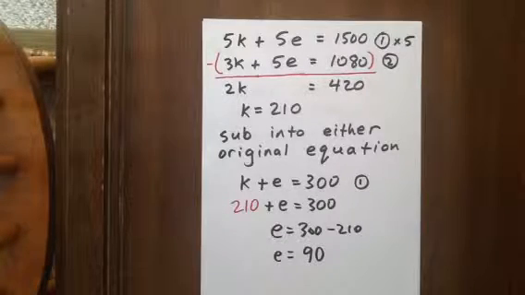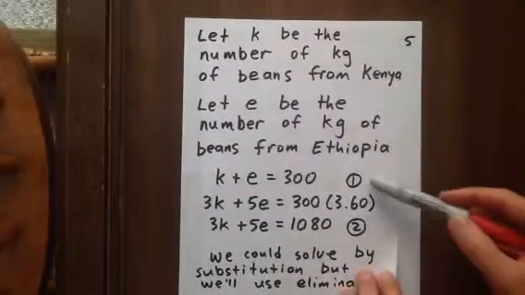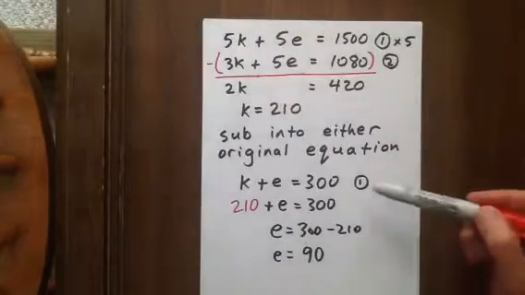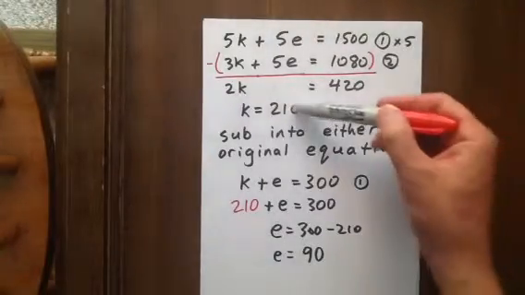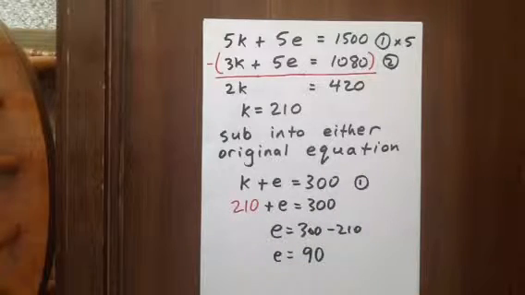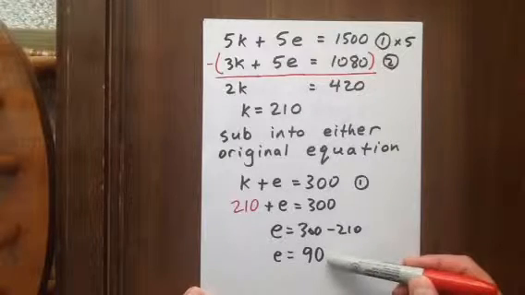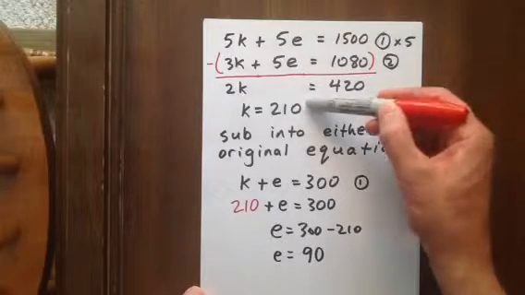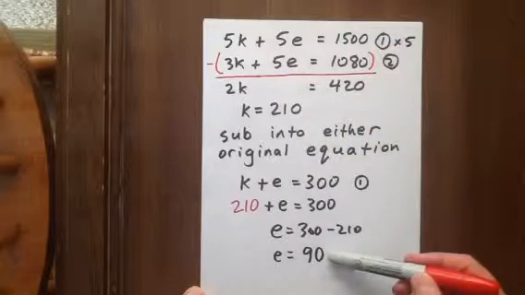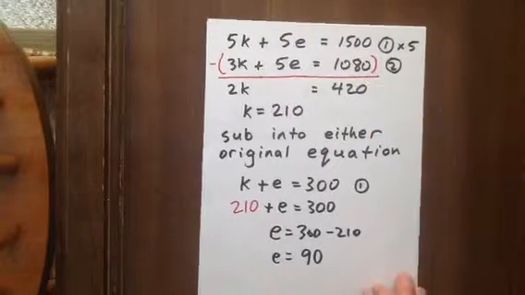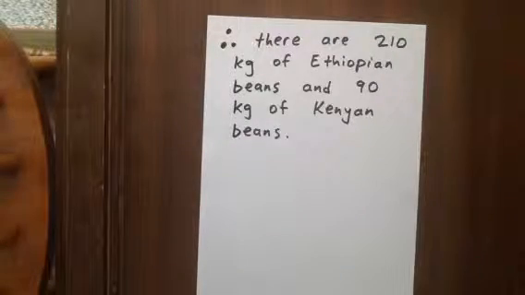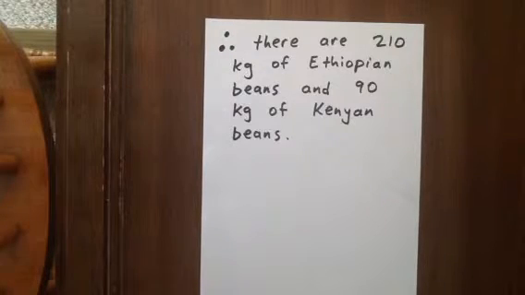Now I can sub the value of k equaling 210 into either of the original equations. Well, one of my original equations was k plus e equals 300. So I use that. K plus e equals 300, sub in a value of 210 for k, and I get 210 plus e equals 300. So e is 300 minus 210, or e is 90. Since k was the number of kilograms of Kenyan beans, and it's 210, and e was the number of kilograms of Ethiopian beans, and it's 90, I can say that there were 210 kilograms of Kenyan beans and 90 kilograms of Ethiopian beans.